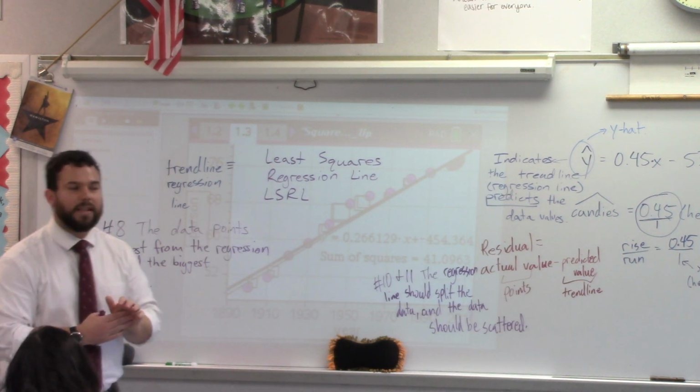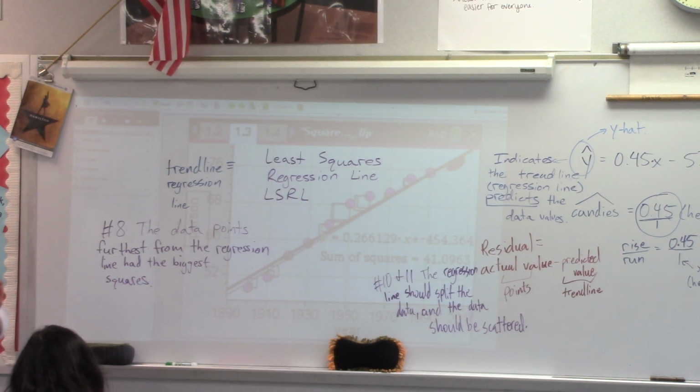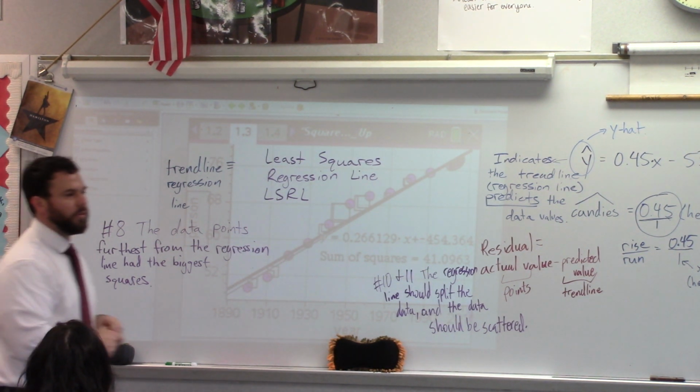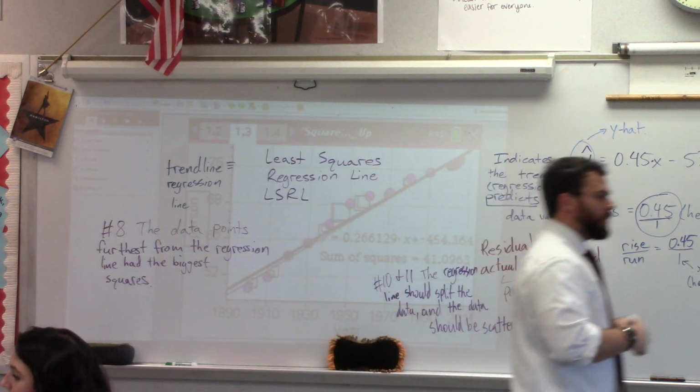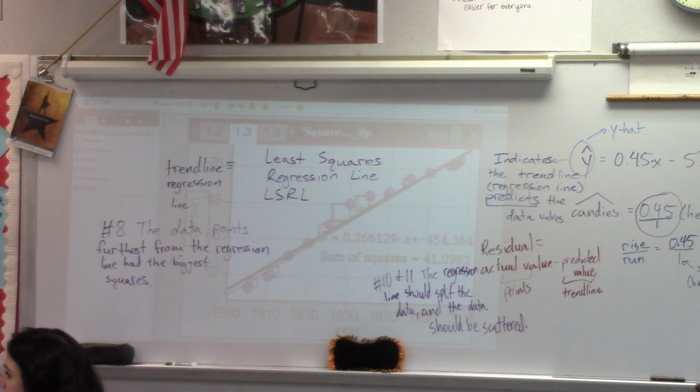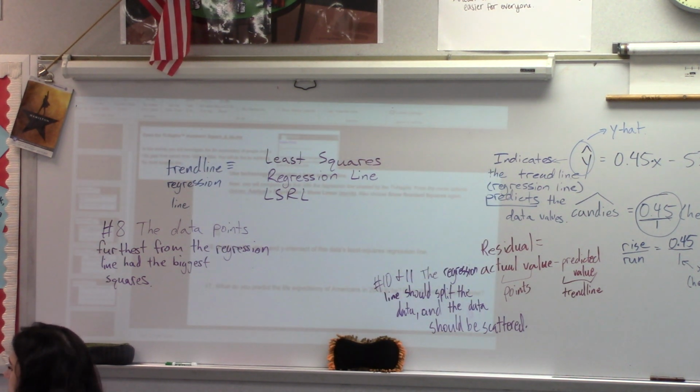So don't forget, that's what the least squares regression line is doing, it is finding the absolute best trend line to reduce those sum of squares. It's getting as close to that data as possible. We good on that? Any questions about that? Nope. Okay.